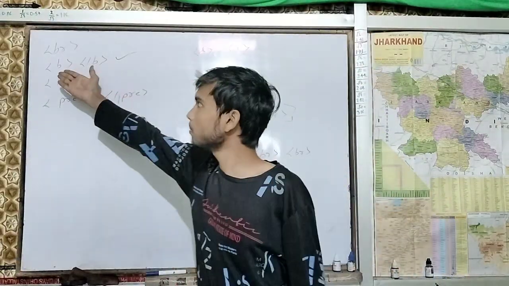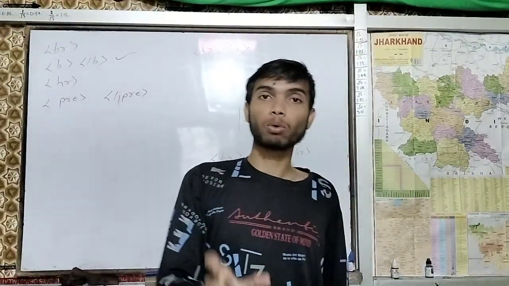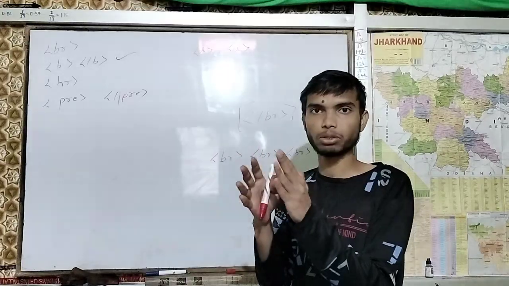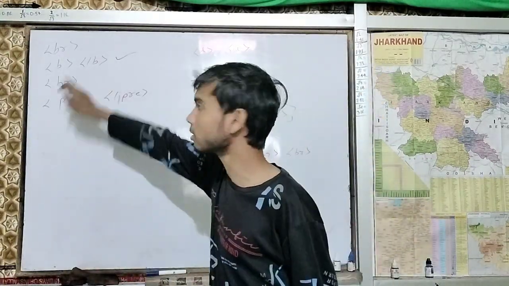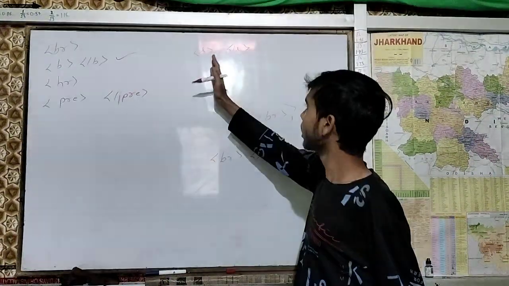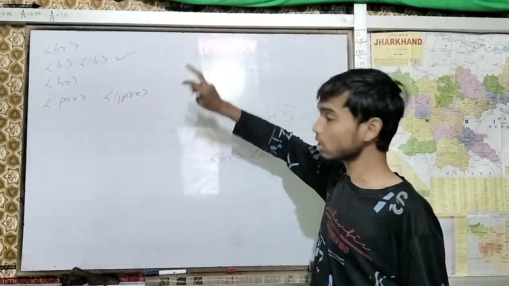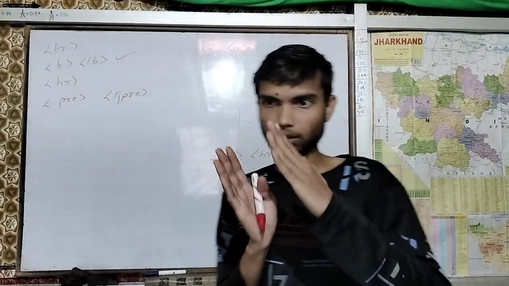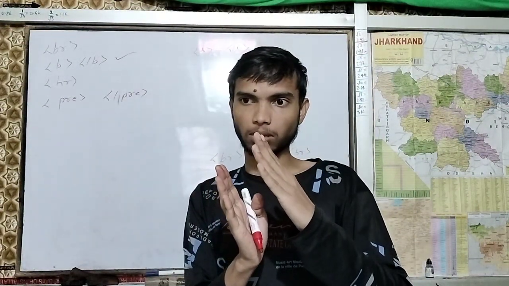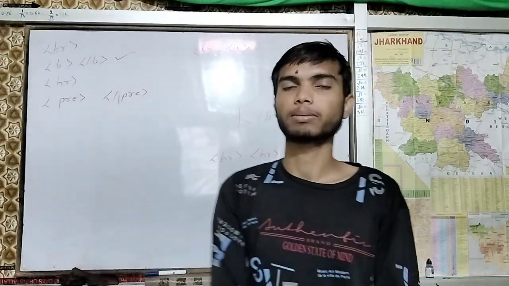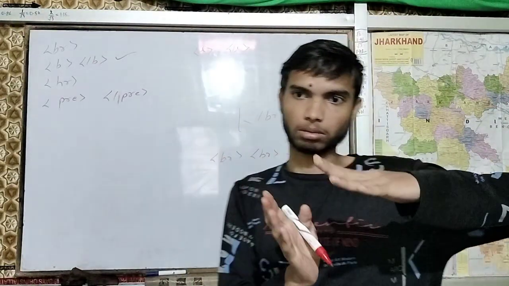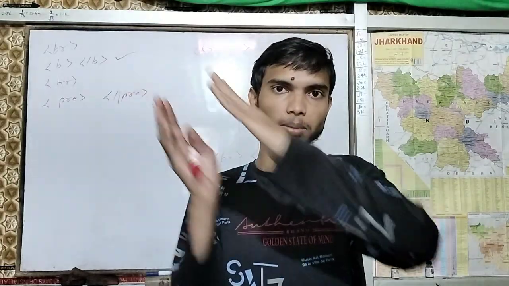When we use this B tag, our text will be shown as bold, so the thickness of the text will be more. And when we use this other tag, our text will be slanted, I would say diagonally, not horizontally. The style of our text will be diagonal.